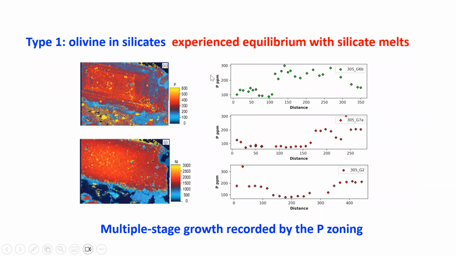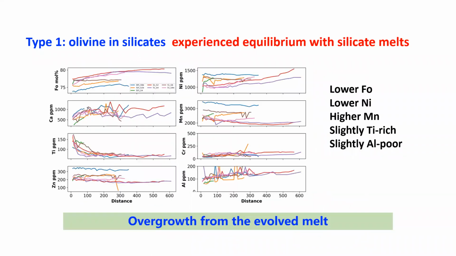And this is phosphorus in olivine. In the map, the core is phosphorus rich and the rim is kind of depleted. We can also see in the analyses several different levels of phosphorus. This shows multiple stage growth of the olivine. If we put all of those profiles together, we can see that the rim has lower phosphorus, lower Fo value, lower nickel content, and a little bit higher magnesium. This geochemical character shows that the rim crystallized from an evolved melt.